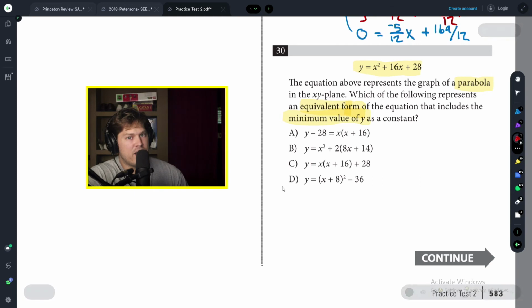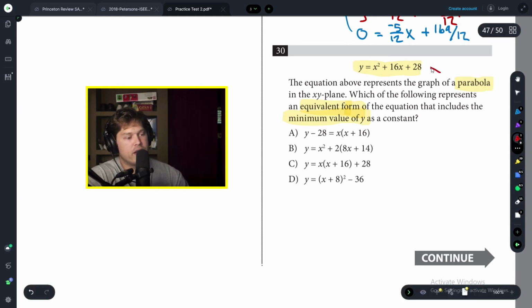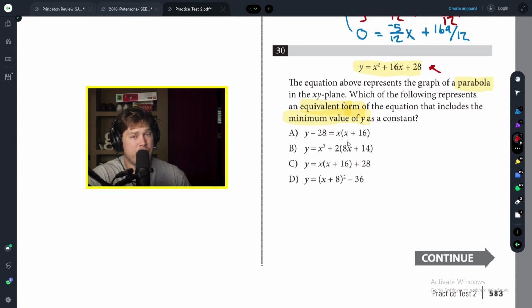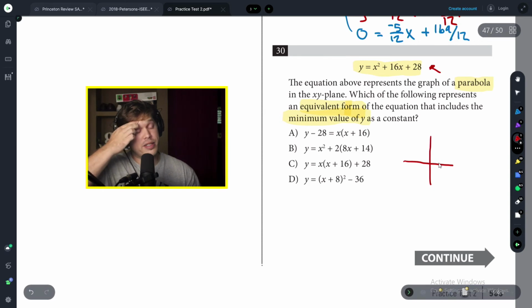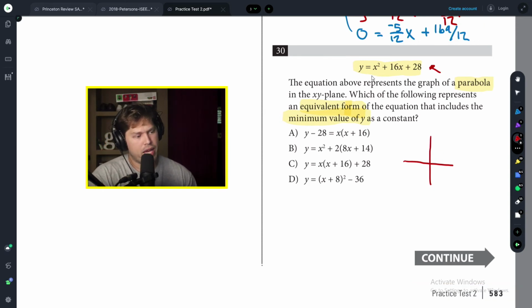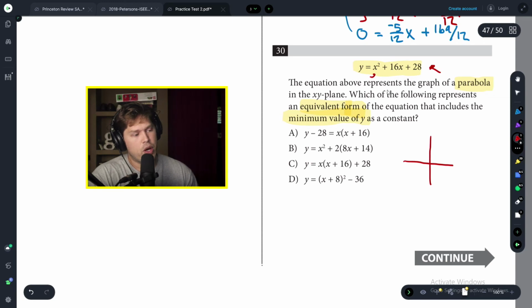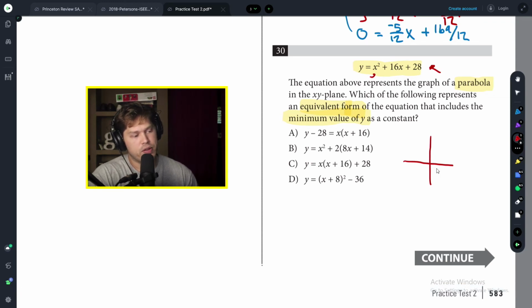Okay, so for this problem, we want to change what we're given such that we have the minimum value of y as a constant. And you might be thinking, Griffin, what the heck does that mean? But let's just take this step by step. So we have some parabola. Let's just graph a parabola. What will our parabola look like? Well, in the equation given, we see that everything's positive. So we just have a normal positive parabola.